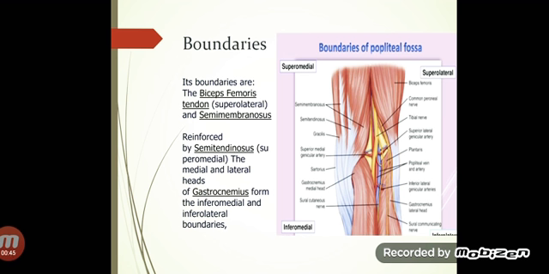Then, boundaries of the popliteal fossa. Its boundaries are the biceps femoris tendon superolaterally, and semimembranosus reinforced by semitendinosus superomedially. The medial and lateral heads of gastrocnemius form the inferomedial and inferolateral boundaries.